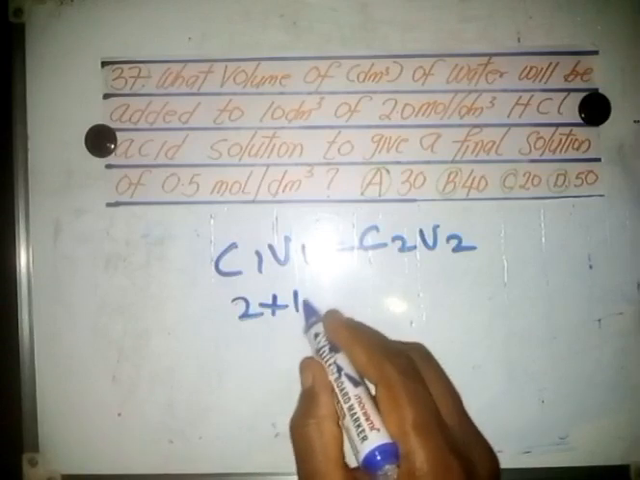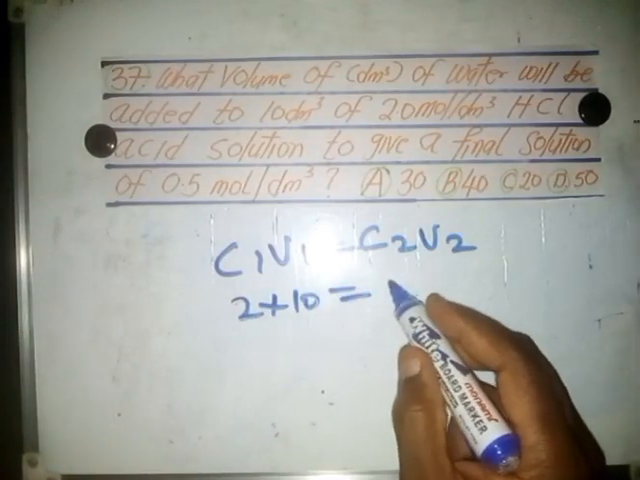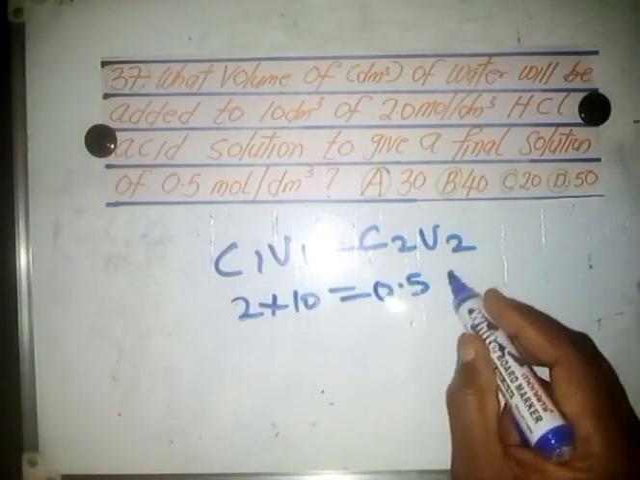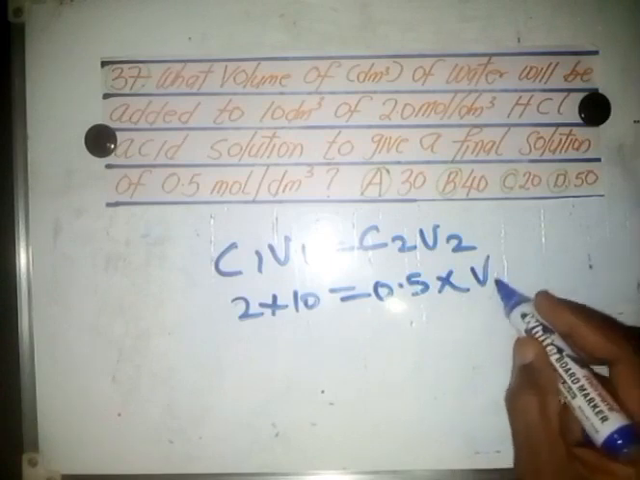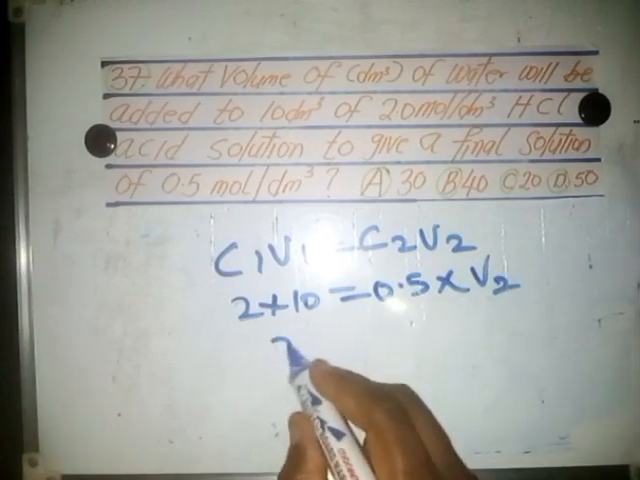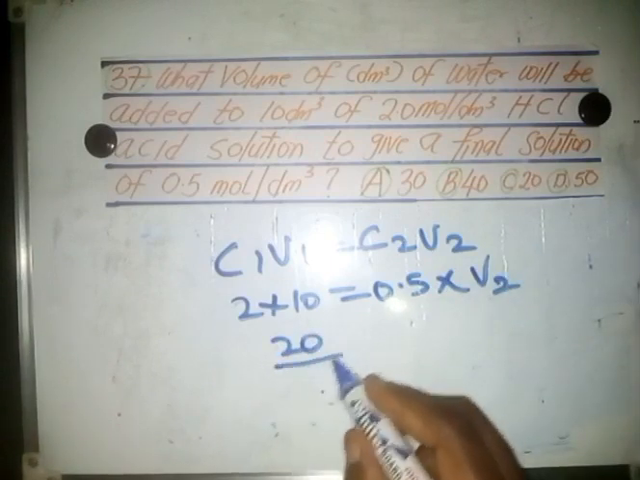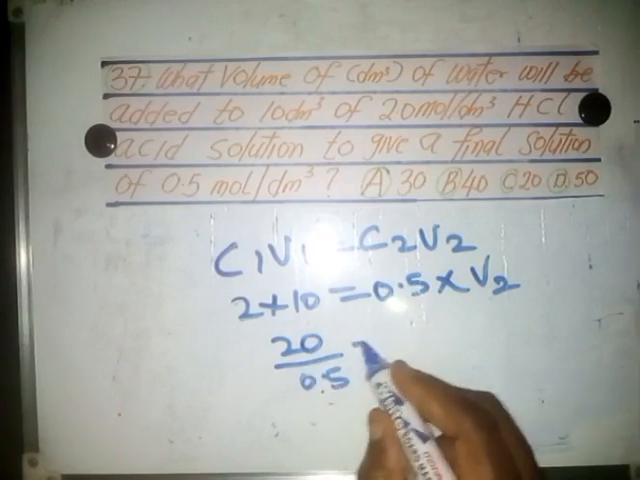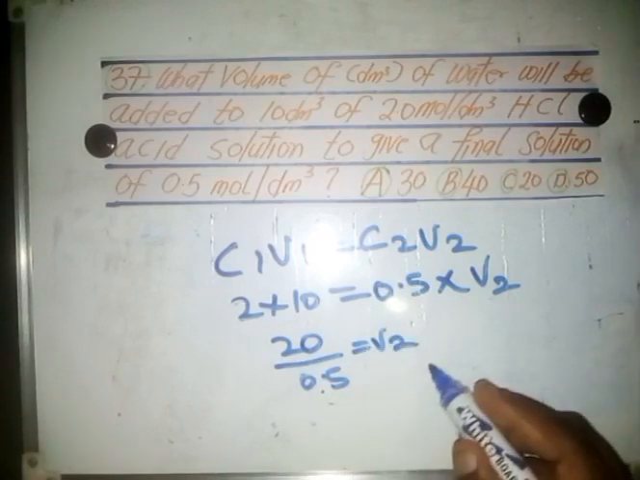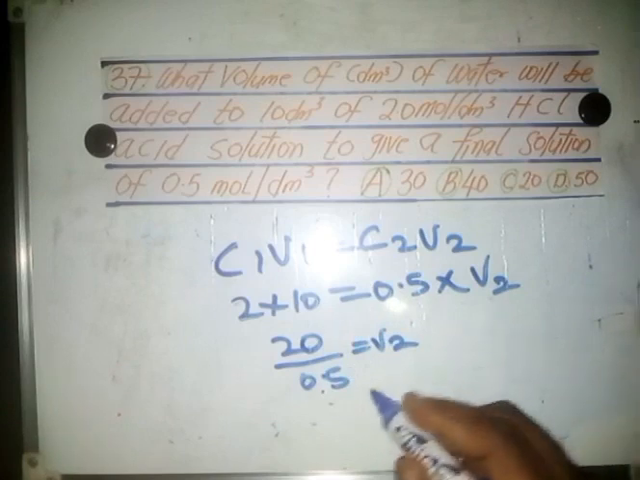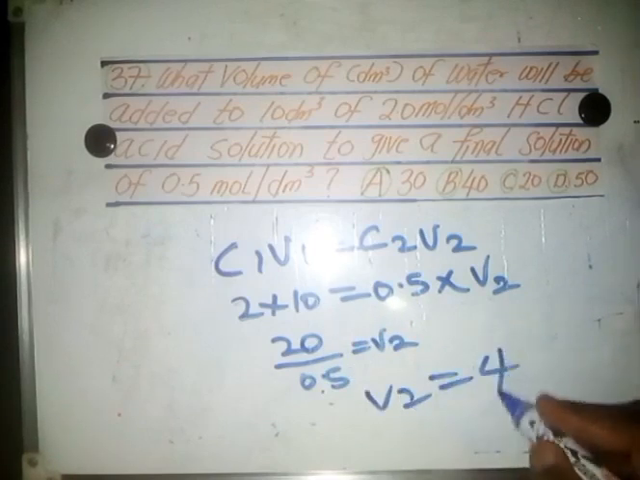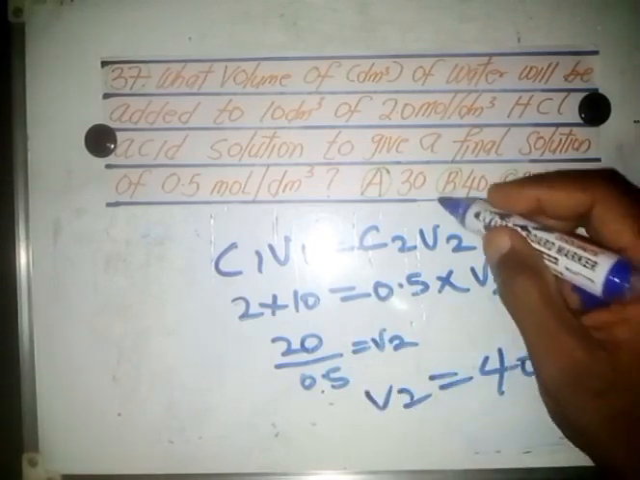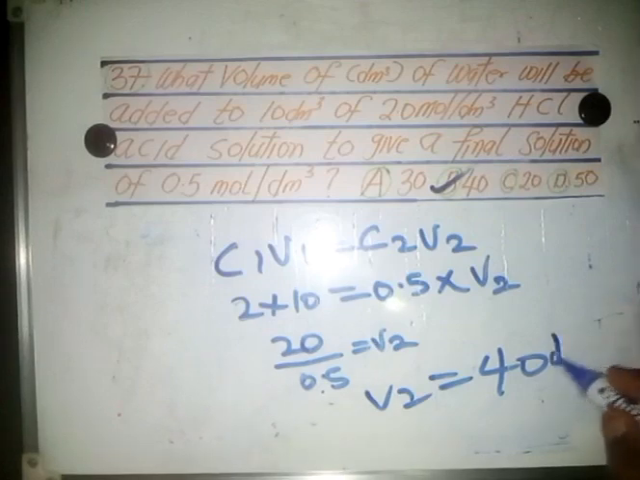That's 2 times 10 equals 0.5 times V2. So that's 20 over 0.5 equals V2. So when you divide, V2 is equal to 40. So your answer is B.